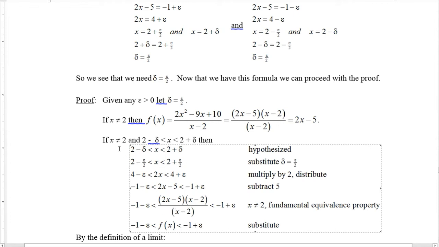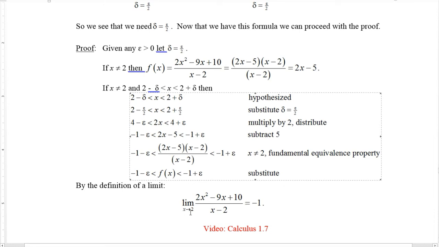And so we have, given any epsilon greater than 0, if we let delta be epsilon over 2, then if x is not 2 and it's within delta of 2, then we see down here that f of x is within epsilon of negative 1. So therefore, by the definition of the limit, the limit as x goes to 2 of 2x squared minus 9x plus 10 over x minus 2 is actually negative 1. And of course, we'd see that as the graph is a straight line with a hole in it at (2, negative 1).